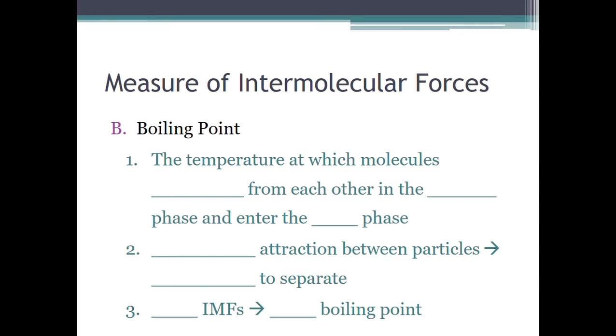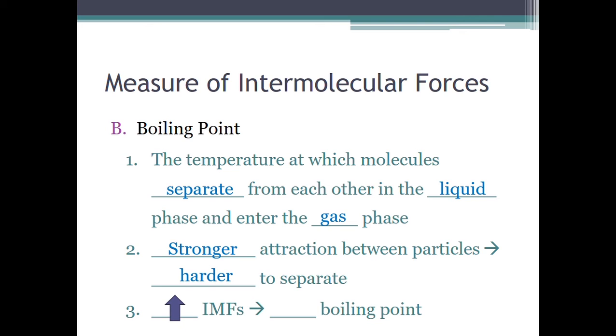The other way is with boiling point, which also has to do with liquid versus vapor, but it's a little different. This is the temperature at which molecules separate from each other in the liquid phase and enter the gas phase. So this also depends on the attractions between your particles. If you have a stronger attraction between your particles, they're going to be harder to separate. If they are harder to separate, you're going to have to put more energy in to separate them, which means you're going to have to keep adding heat to make them enter the gas phase. You're going to have to make it hotter and hotter to make it boil.